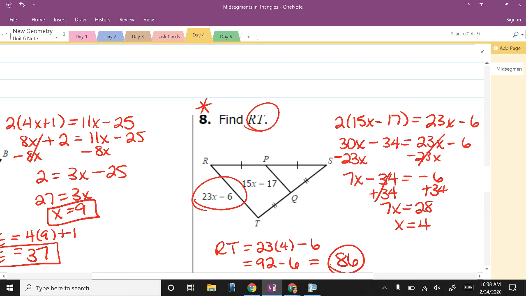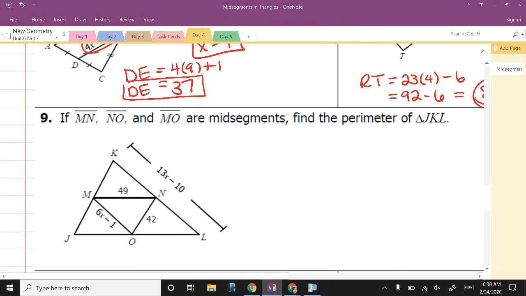Good job. All right, let's look at number 9. Number 9 says segments MN, NO, and MO are mid-segments. Find the perimeter of triangle JKL. So my end goal is to know the perimeter of the whole outside triangle JKL. I'm going to have to get X first, so I can't find KL until I get X.